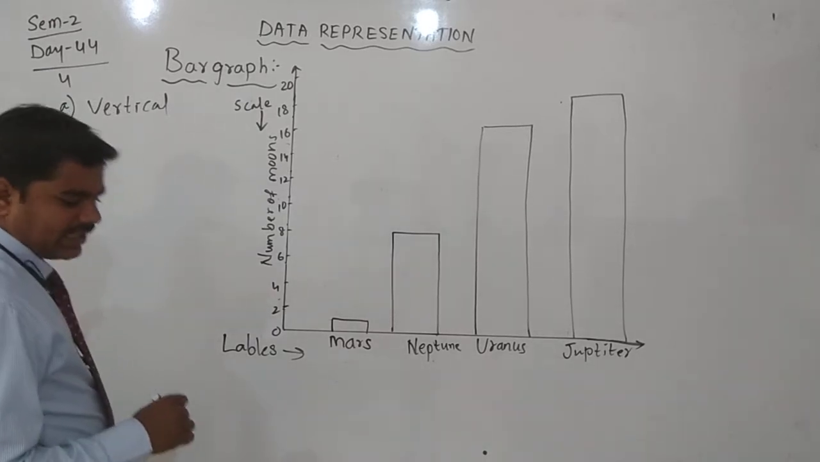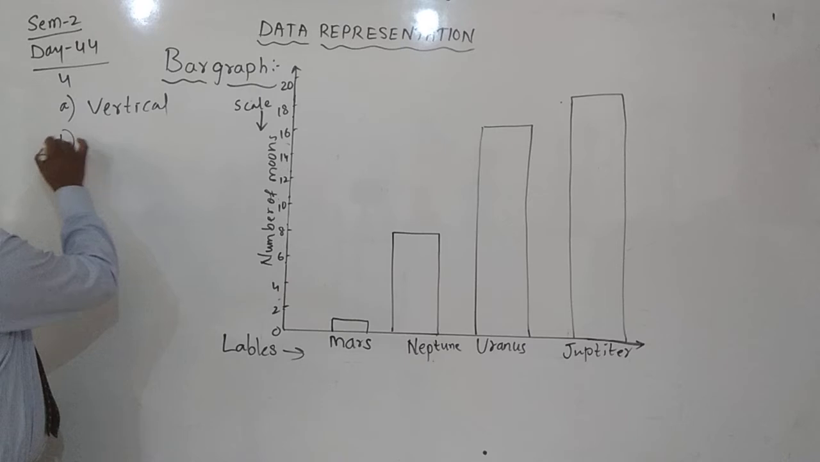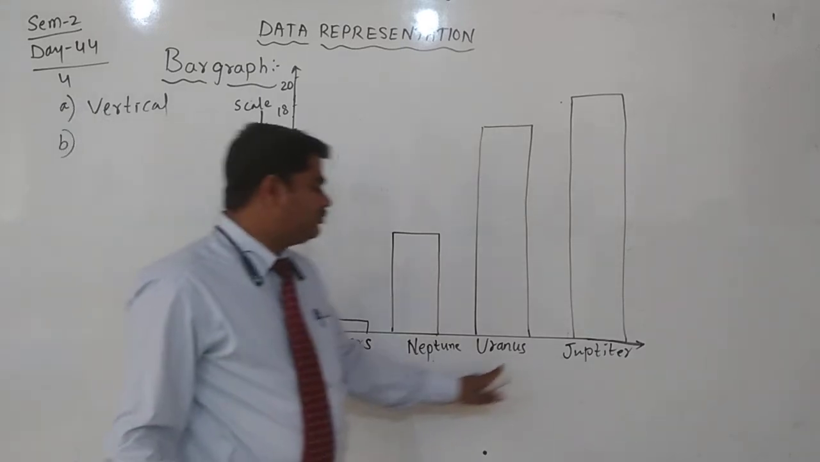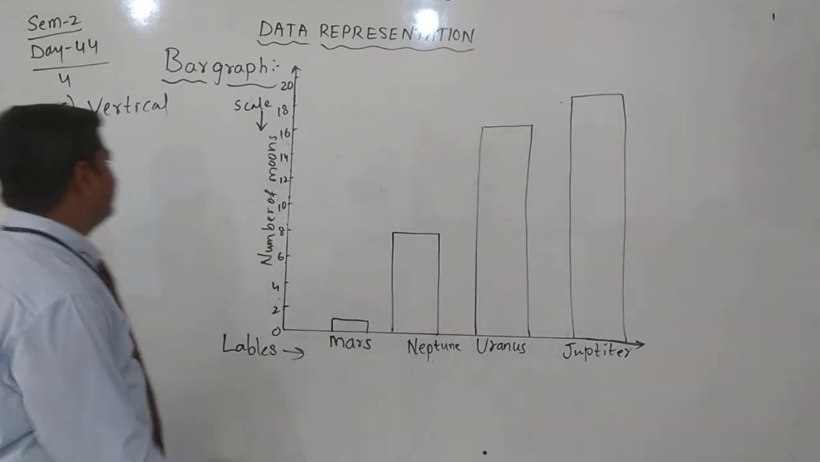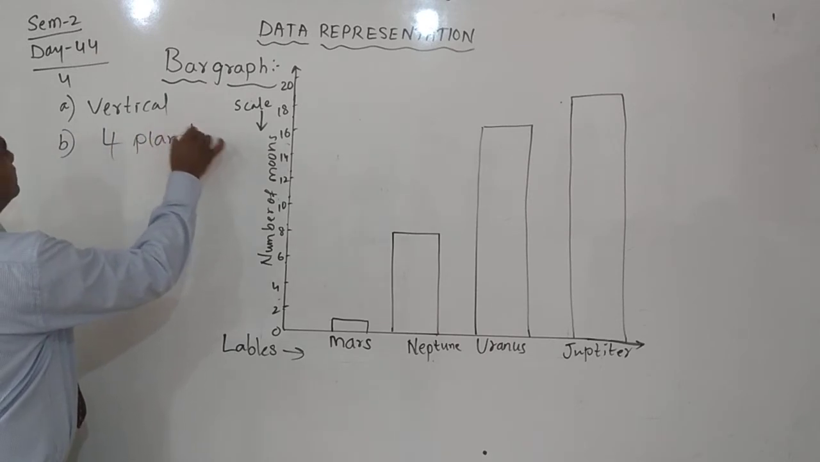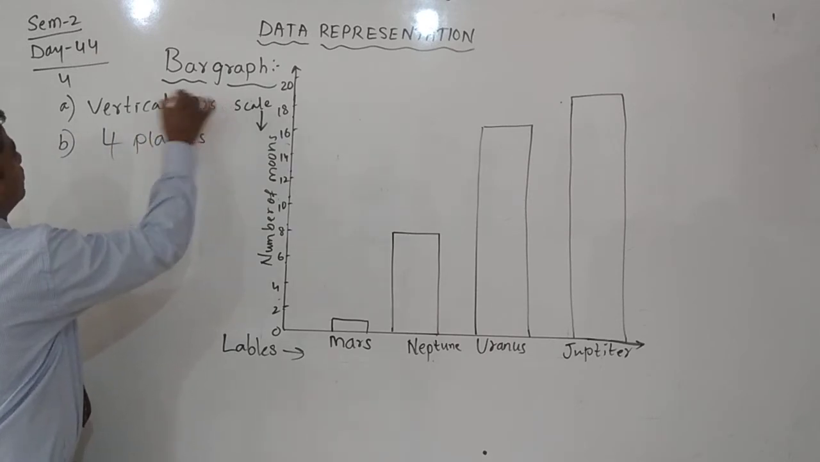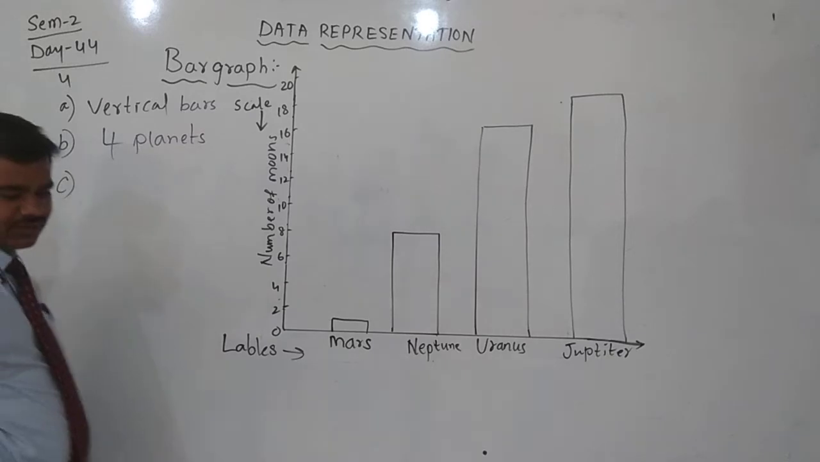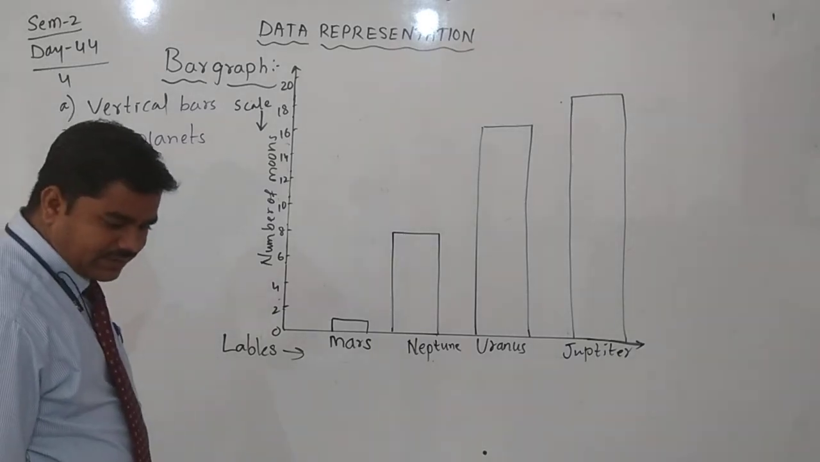Next, B question. How many planets are given? 1, 2, 3, 4. Four planets are given. We can write 4 or 4 planets. Vertical bars, 4 planets. And next, C question is very simple.